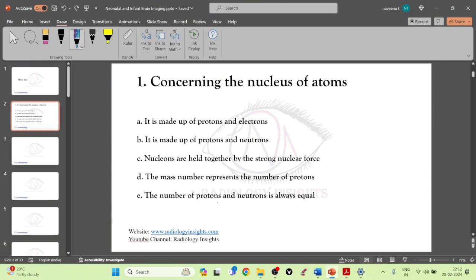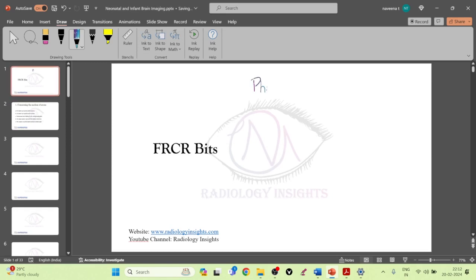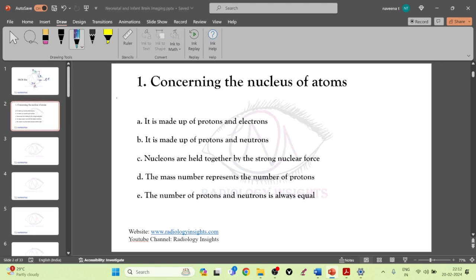In FRCR physics, we have true or false sections. FRCR physics consists of 40 questions. Each question will have 5 options, and our aim is to answer it as true or false. So in total we will have 40 into 5, that is almost 200 questions, so the marking is for 200. We'll start with the first question.